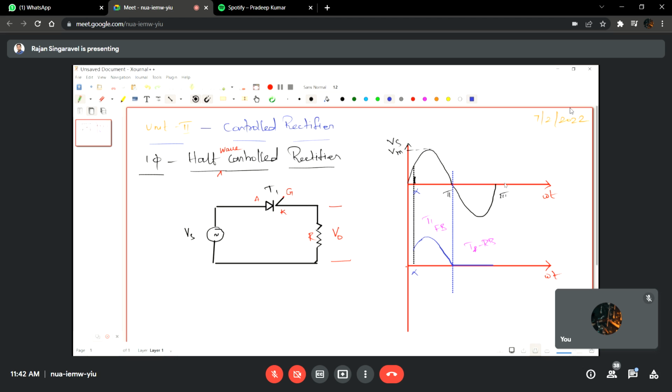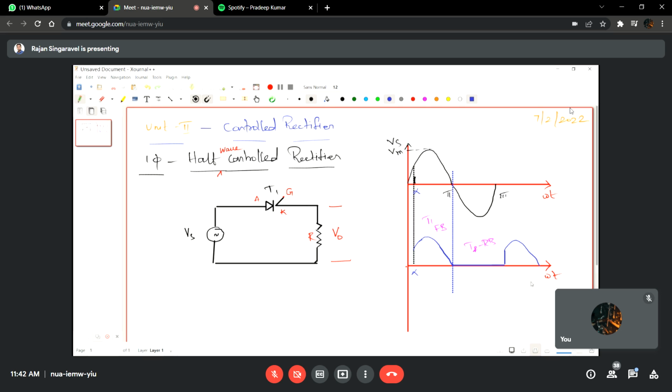Then once again, in the next cycle, the same things will be repeated, and until some particular alpha, the same zero voltage will be available, and once again at alpha equal to some value, the voltage starts to appear and it completes its path at omega t equal to 3 pi. Right. This is what is happening with the single phase half wave controlled rectifier.